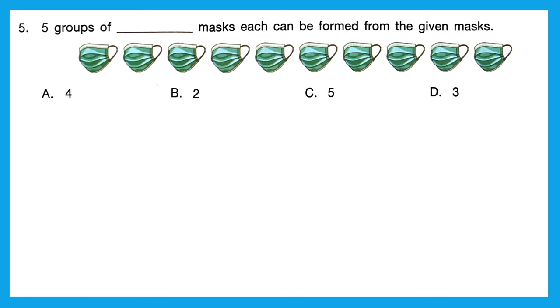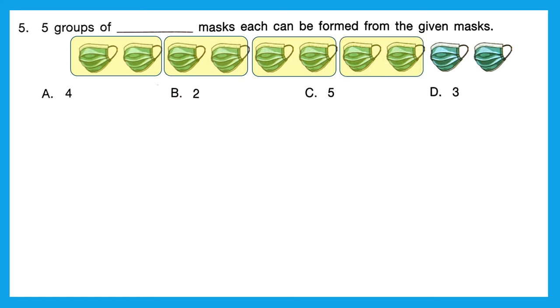Let's see if we can get 5 groups. This is the first group of 2 masks. Second group, third group, fourth group, and fifth group. Oh, we already got 5 groups of 2 masks each. So our right option should be option B, 2. We can also find out the answer very quickly if we know the table of either 5 or 2, because we all know that when we multiply 5 with 2, we get 10 and the total number of masks was 10. So it would be very easy to know the answer if we know our tables.